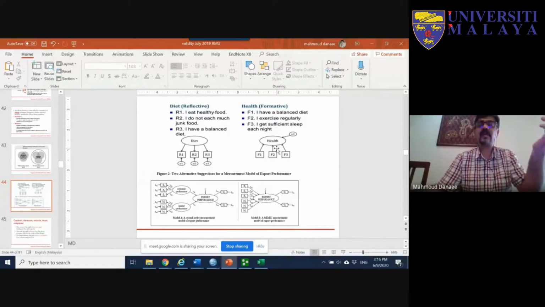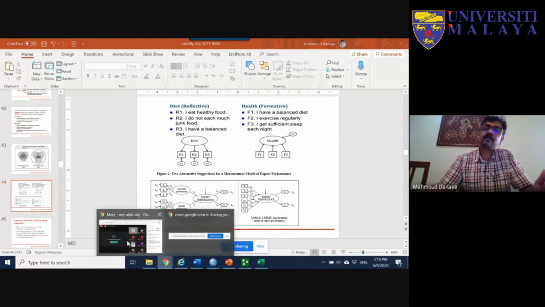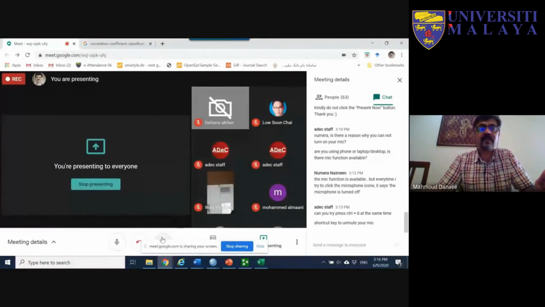So what will happen if I do Cronbach's alpha for measuring the reliability of the formative construct? You can see the alpha is low and some of the items are not correlated, and mistakenly, I saw that some of the students drop some of the items. Is it clear?